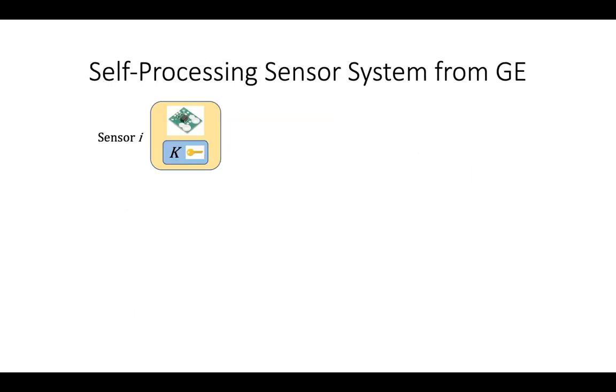And now using garbled encryption, we can easily build a self-processing sensor system. So to do this, every sensor in the system is assigned a number. In this case, the sensor is assigned number I and stores the PRF key K. And at time step T, the sensor performs a reading and broadcasts the PRF evaluation. So if, in this case, the reading is a bit B, it broadcasts the PRF evaluation at I concatenate with the time T, concatenate with the bit B.